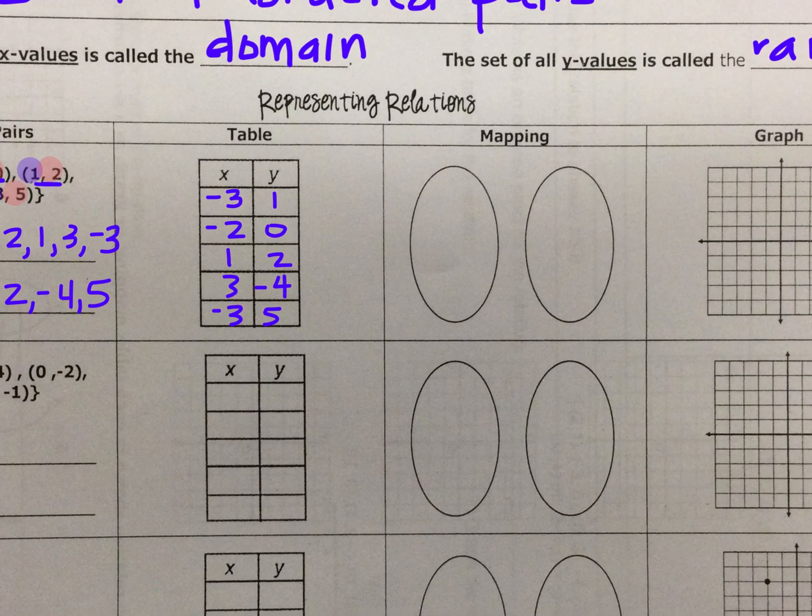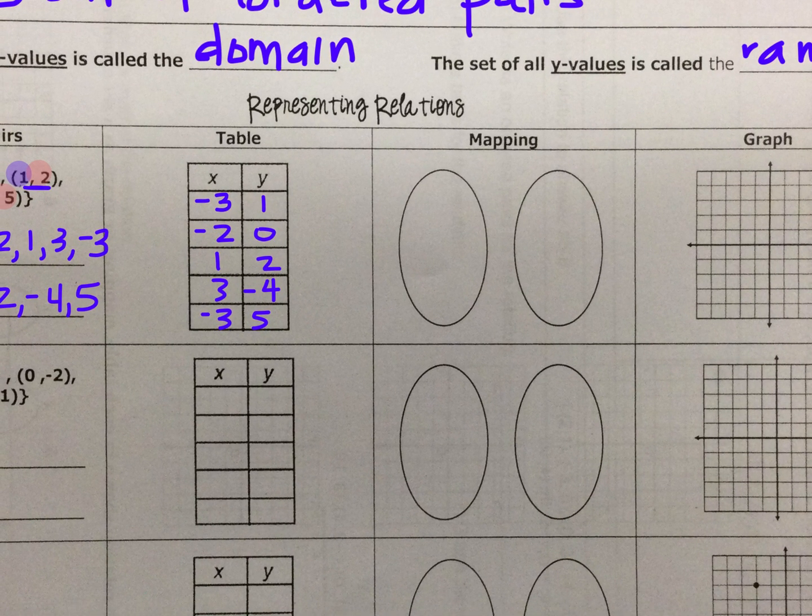To map this, I got to put these guys right here in order from least to greatest. So the smallest number is -3. And then there's another -3, but I only write it once. So I'm going to leave that out. -2, 1, and 3. Then I'm going to write this side, I'm going to write the y's in order. I have -4, 0, 1, 2, 5. And now I'm going to connect them.